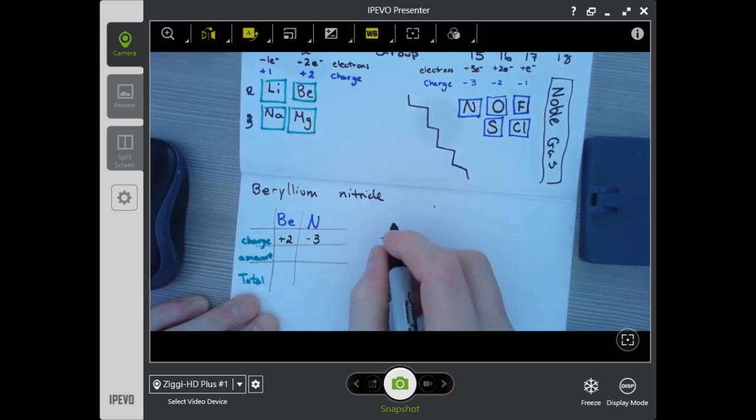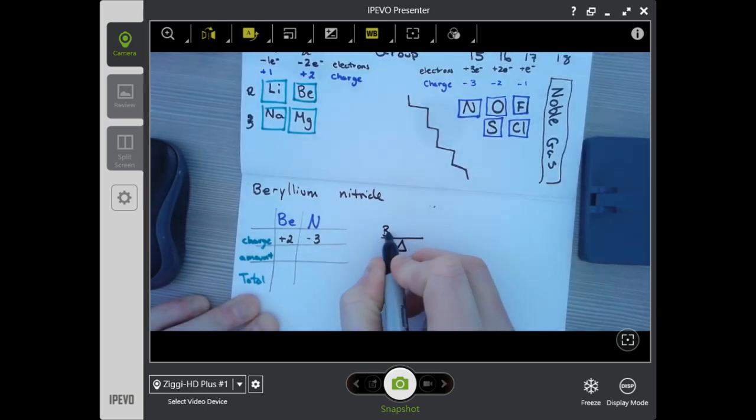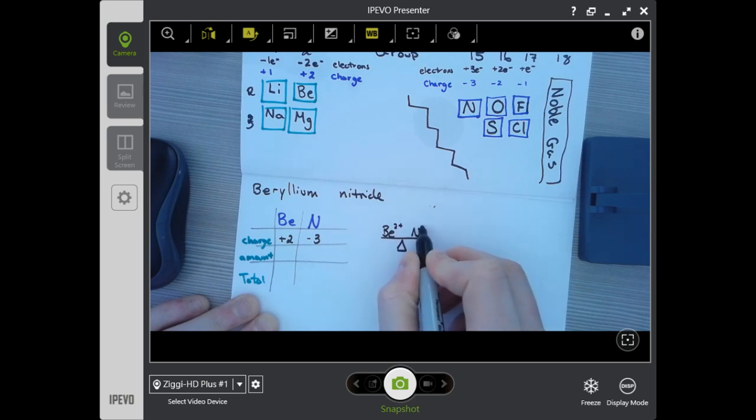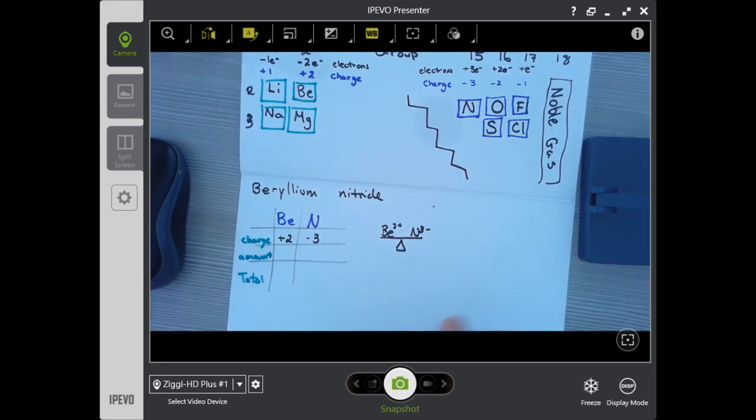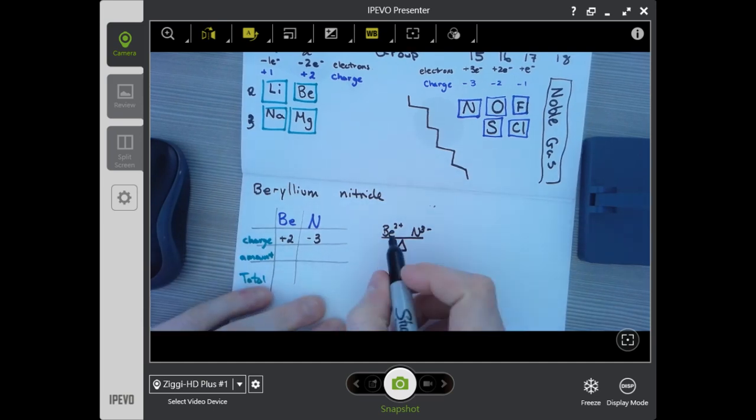So we have beryllium 2 plus and nitrogen 3 minus. So how do we get beryllium and nitrogen to balance? You guys might think of the lowest common multiple, right? What's the smallest number that they both get to? We could also think about just going piece by piece.